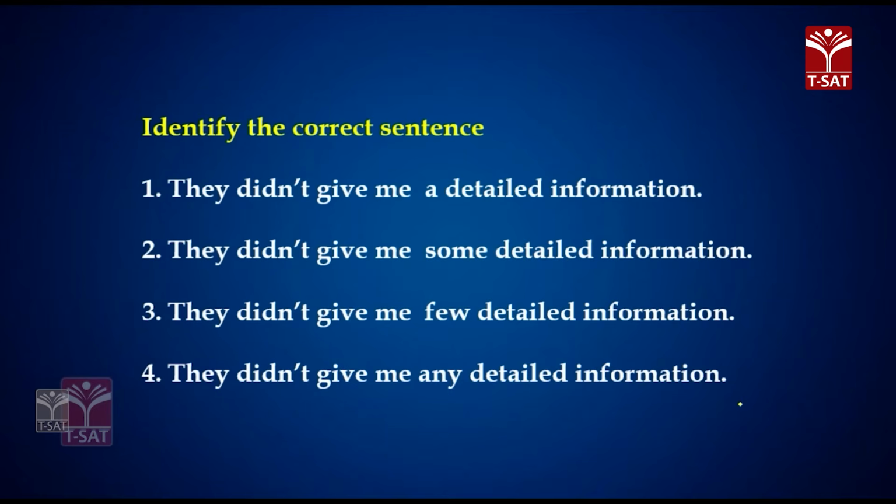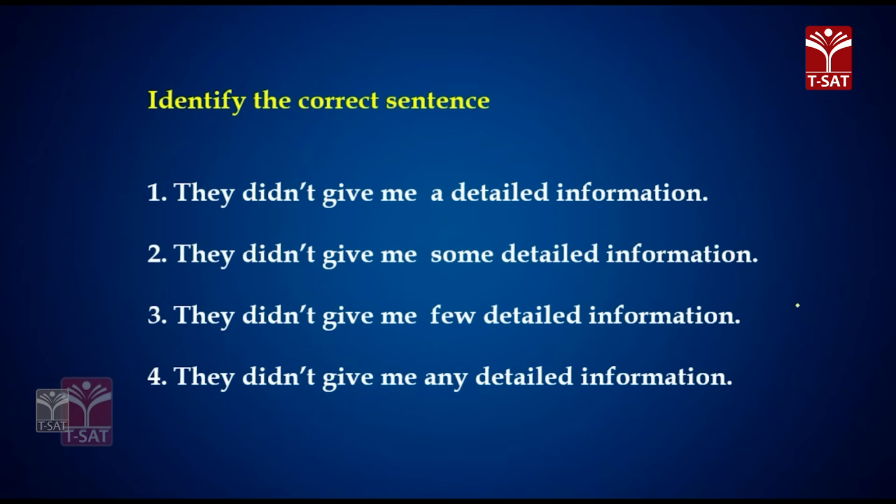Let us have a glance at the first sentence. So, here a set of 4 sentences is given to us and we have to see which sentence is correct. They didn't give me a detailed information. They didn't give me some detailed information. They didn't give me few detailed information. They didn't give me any detailed information.